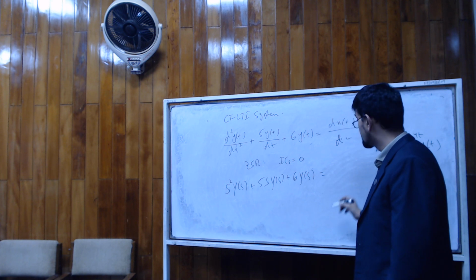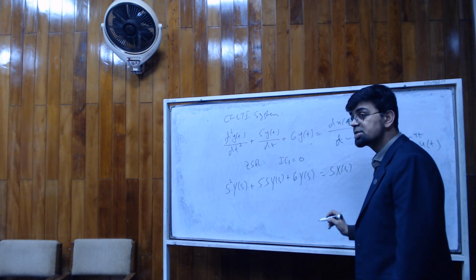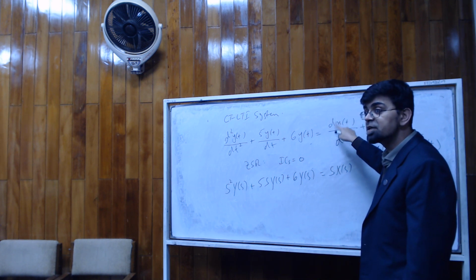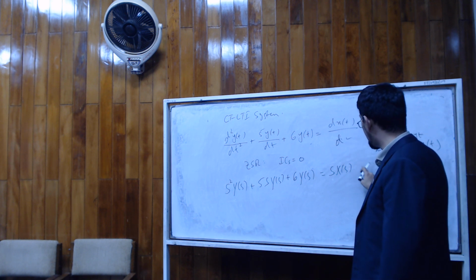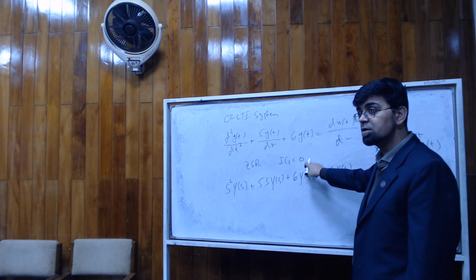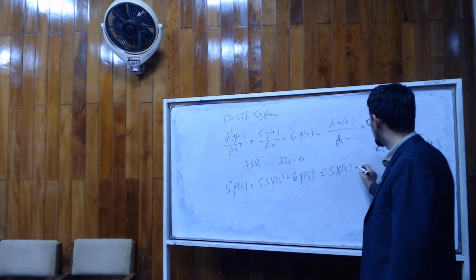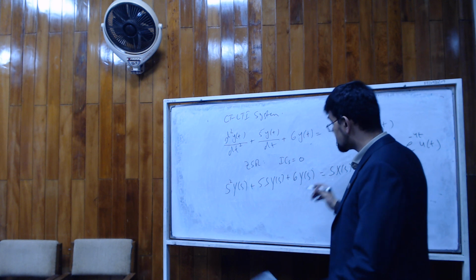What about this guy? X. So X(s), but with an s. Why the s? Derivative, right? And then there will be minus x(0), but initial conditions are 0, so we drop that. Plus X(s). Agreed? Now let's solve this.